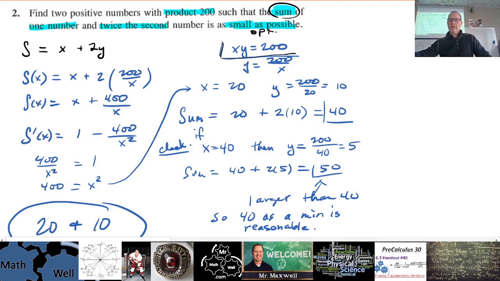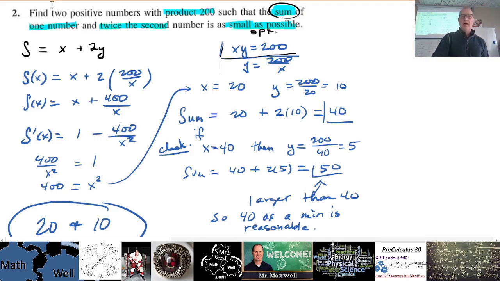So y is going to be 200 over x. And I can plug 200 over x in for y over here, and I get a function of x. Do a little simplification. I have s of x equals x plus 400 over x. Take the derivative. Derivative of x is 1. Derivative of 400 over x is negative 400 over x squared. Let that equal 0. Solve for x. You get plus or minus 20.